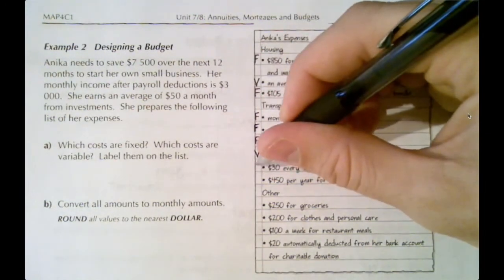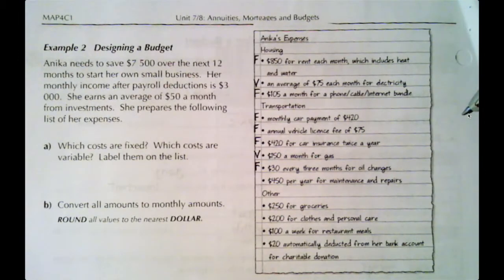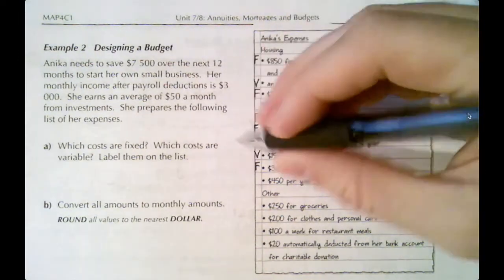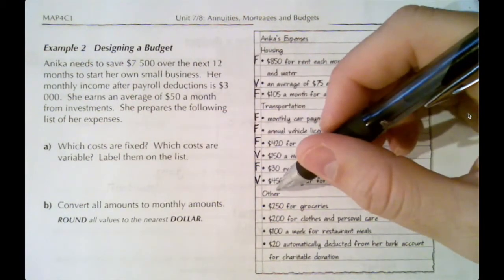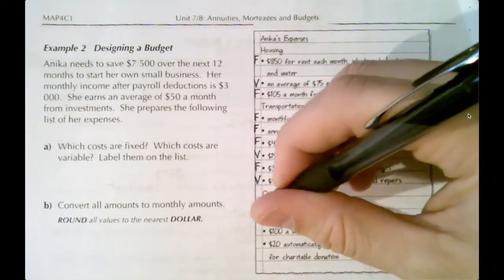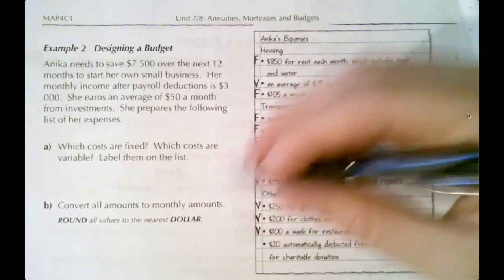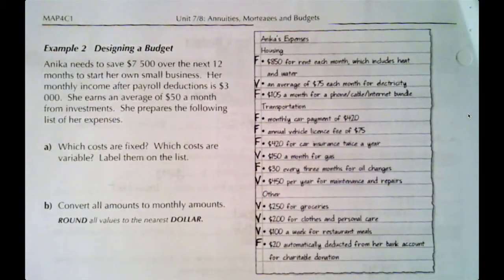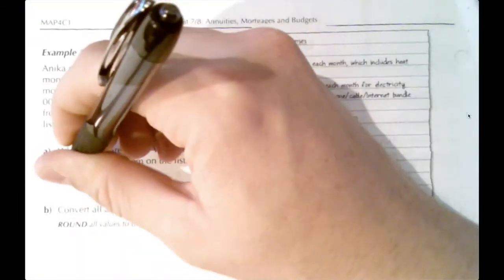Oil changes, let's consider that a fixed cost. Probably depends on how much you're driving, so if you make it variable for that one, that would be fine. $450 per year for maintenance and repairs, that's definitely a variable cost. The $30 should have been lumped in with the maintenance and repairs, whatever. Other, $250 for groceries, that's definitely variable. $200 for clothes and personal care, that varies. $100 a week for restaurants, that varies. And $20 for charity, that's fixed. So there we go, we got our fixed and our variable. F for fixed, V for variable.